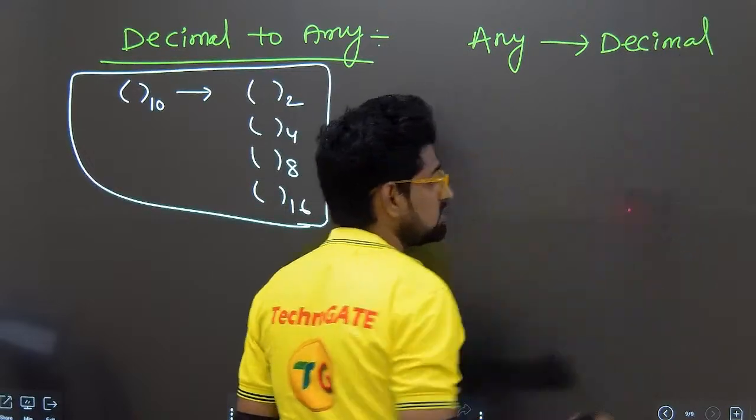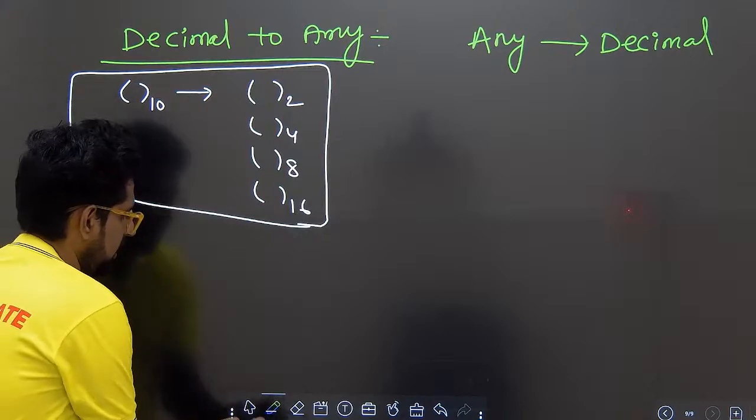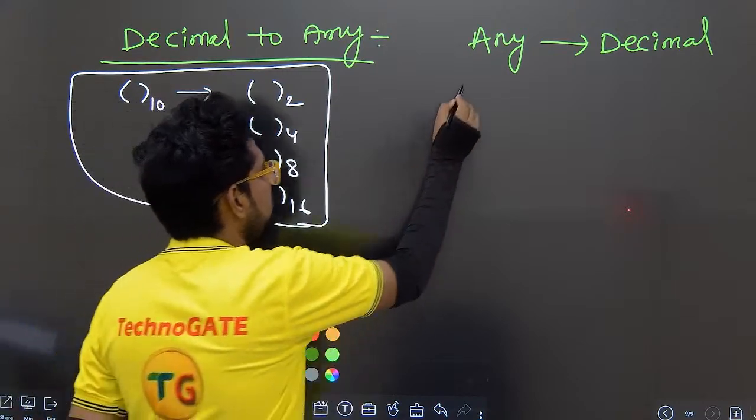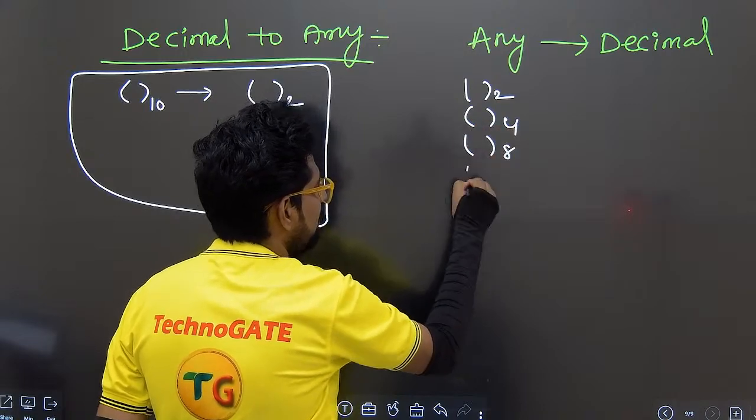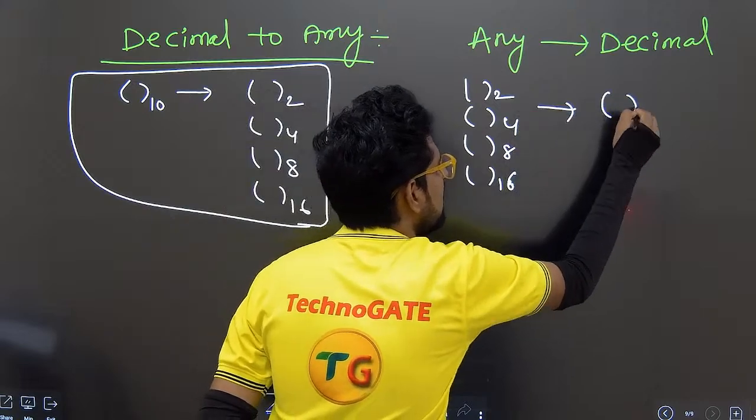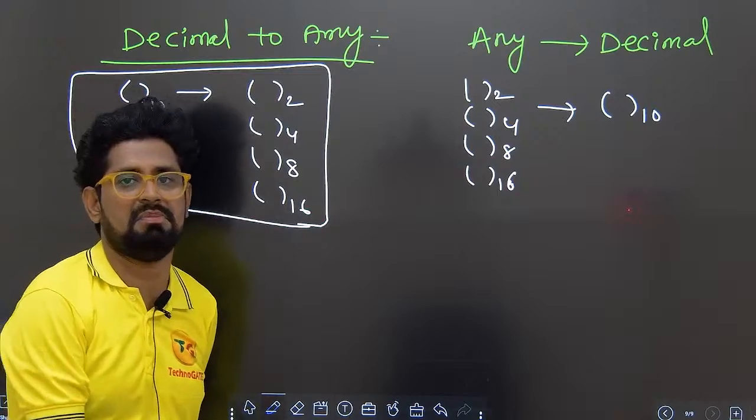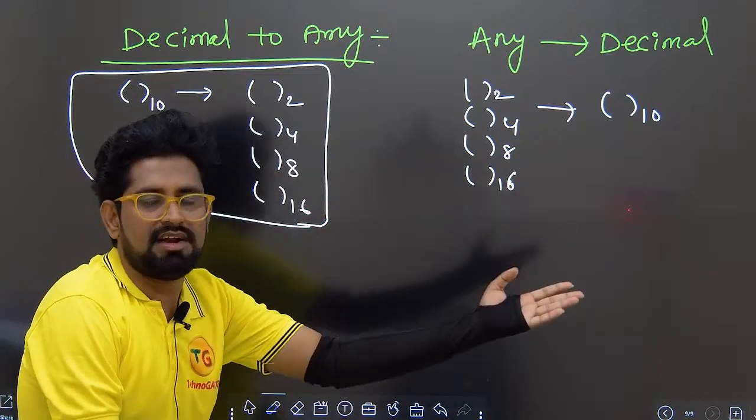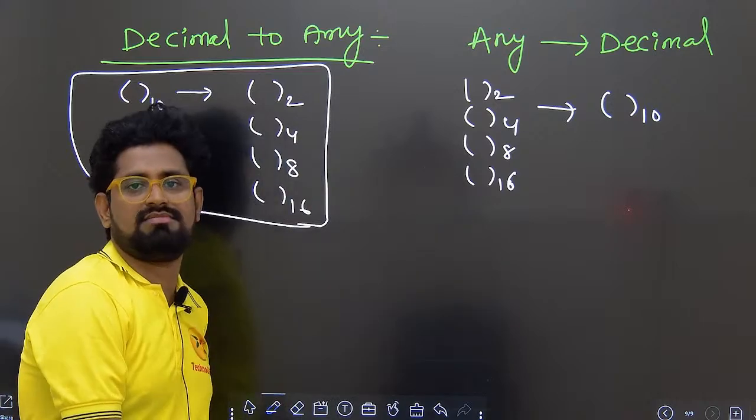Here two things we are going to cover, not a single thing. Now you can observe, any means what? Either base 2, base 4, base 8, other than decimal. Because we are writing decimal here. Again, don't take decimal; any means other than decimal. Whatever we are writing outside, other than that.